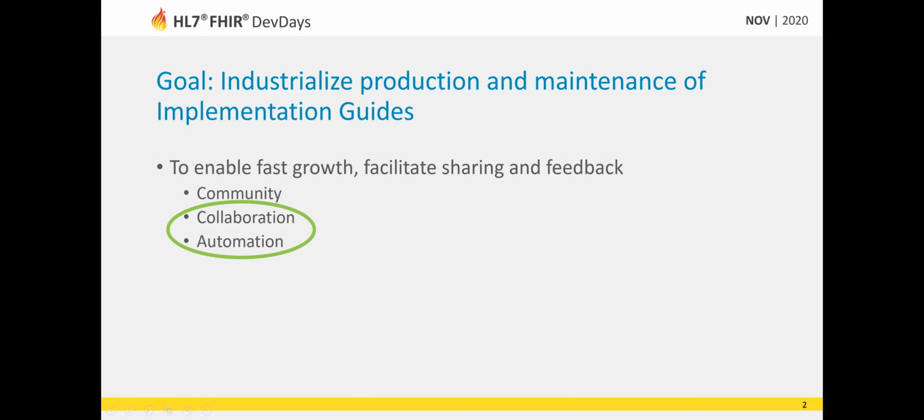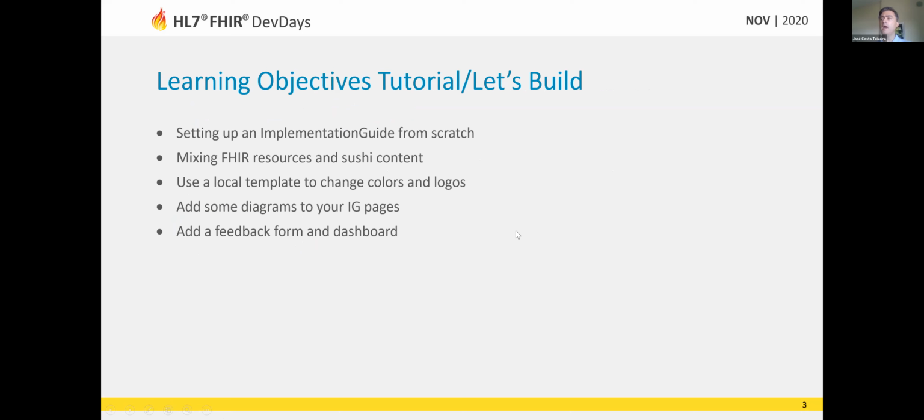Thank you. So in the previous session we were discussing how we came to produce more and more implementation guides in Belgium. It's all about collaboration and automation. So this is a bit of the technical tricks that we use to have more collaboration and more automation to enable fast growth. This part is part of a big picture, which is how do we get more and more materials out there. And today we are going to focus on setting up an implementation guide from scratch.